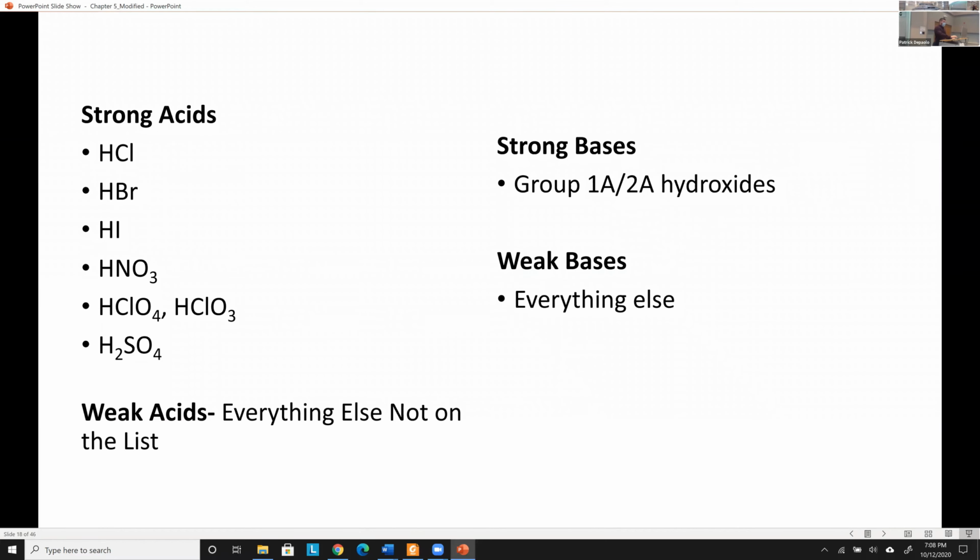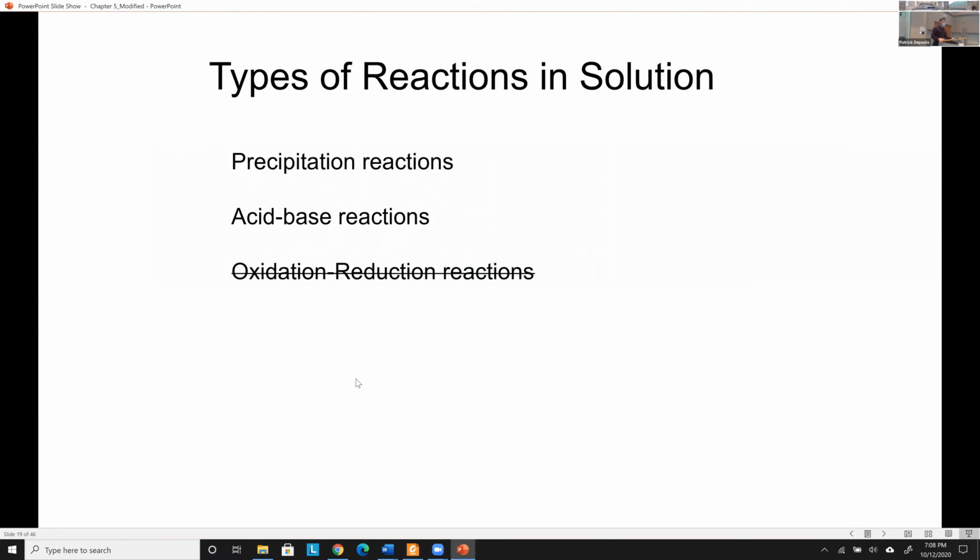So we went over this already. So strong acids, HBr, HI, and so on. Strong bases, 1A, 2A. Weak bases, everything else. Weak acids, everything else. Okay, so types of reactions. So now we're going to go over, we kind of already went over redox. So that'll be a review. But we went over redox, right? Yeah, okay, cool. With the oxidation states, yeah. So we'll go over precipitation reactions, which is a new one. And acid-base we've seen, but we'll just go over it again.